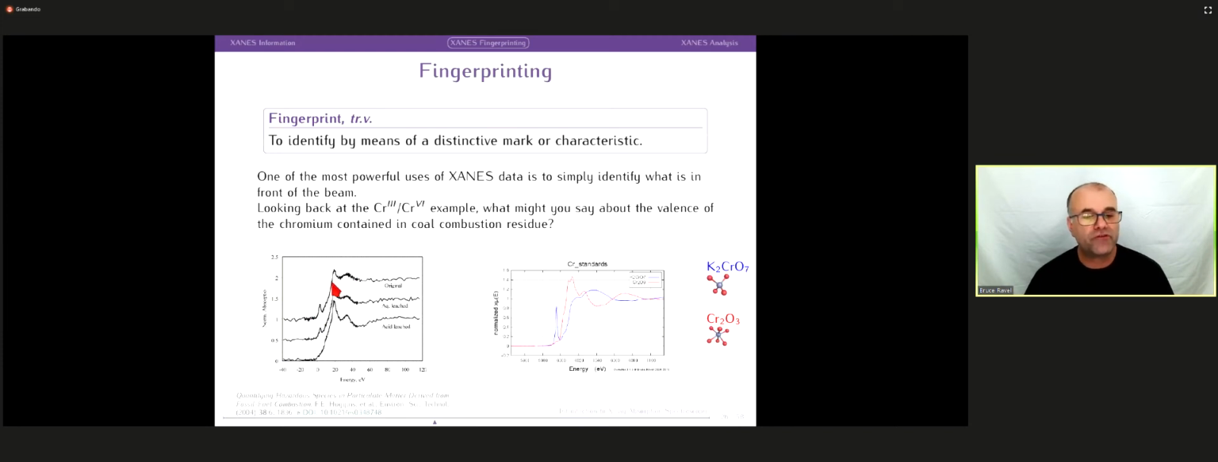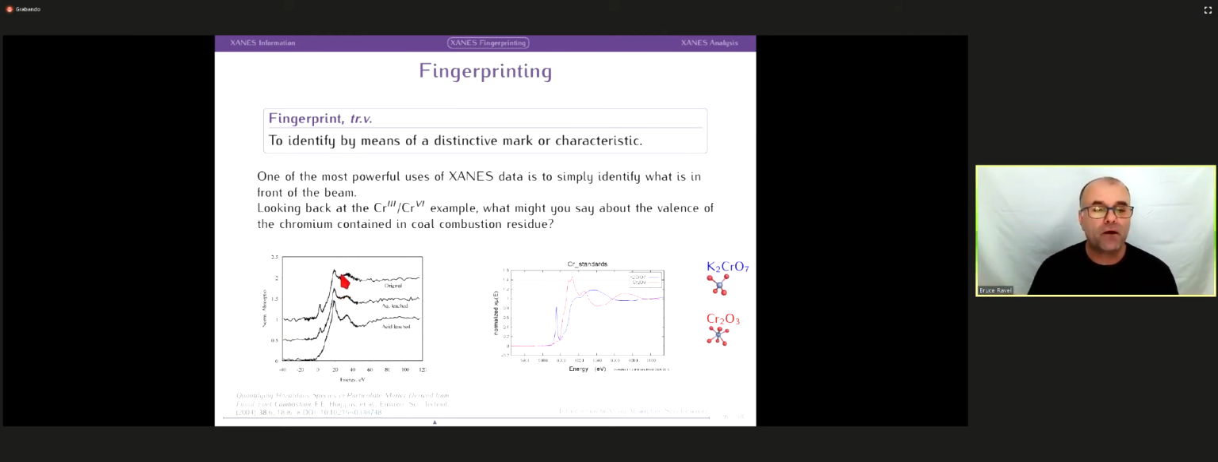This is the chromium K-edge spectrum taken from coal ash. So coal is burnt to produce power, or heat up water, or do all the things that we do industrially with coal. The byproduct of power generation with coal is that you get these mounds of ash, mostly just carbonaceous material. But whatever elements were in the coal going in are still in the ash going out. And when the ash is disposed of, you now might have an environmental problem to deal with.